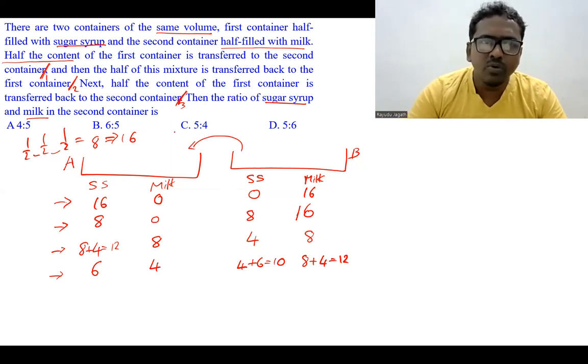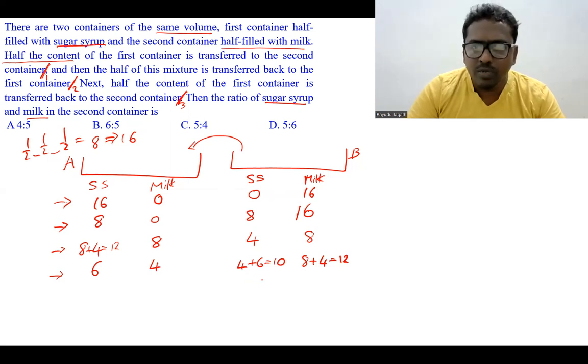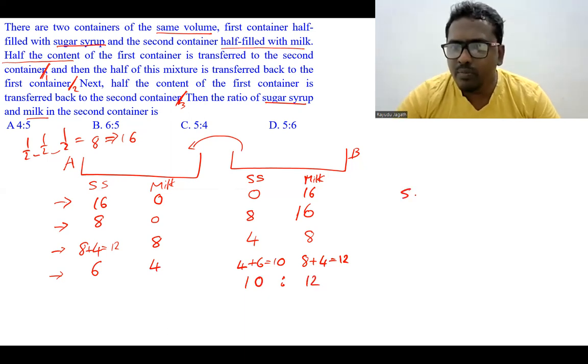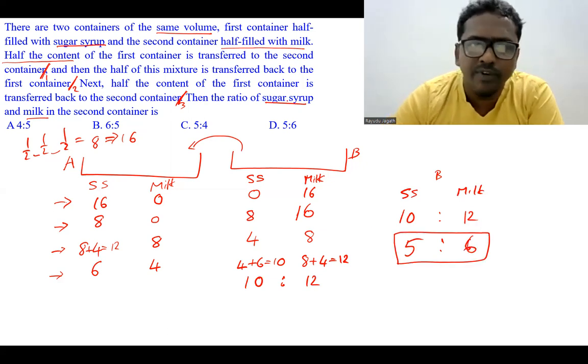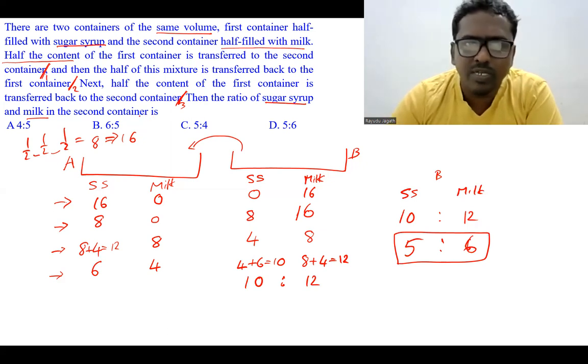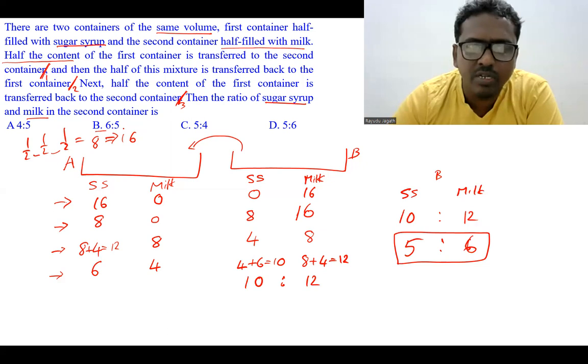Then the ratio of sugar syrup to milk in the second container, container B: sugar syrup is 10 units and milk is 12 units. So sugar syrup to milk in container B is 10 to 12, which is nothing but 5 to 6. Carefully, we have to observe whether it is 5 to 6 or 6 to 5. 5 parts of sugar syrup, 6 parts of milk. Option B has sugar syrup 6 parts and milk 5 parts.